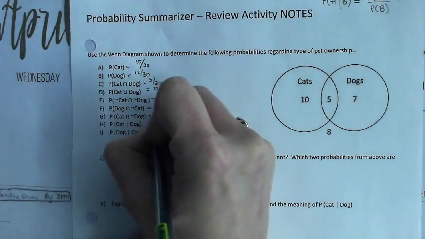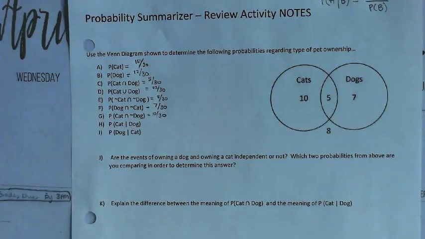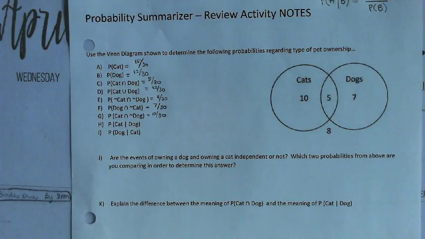10 out of 30. And then here we go with the given probability. Take a minute, everybody. Try to come up with a probability of owning a cat given that you own a dog.